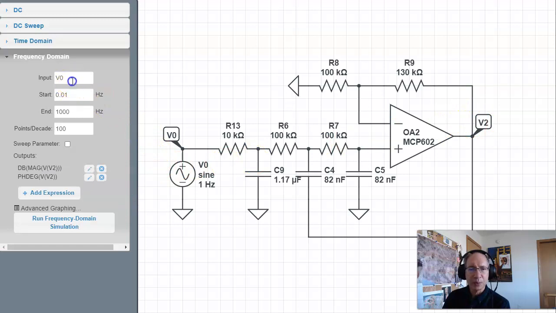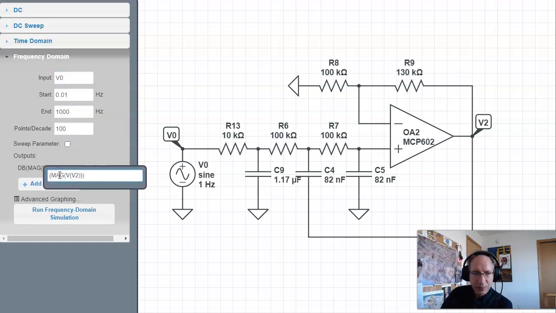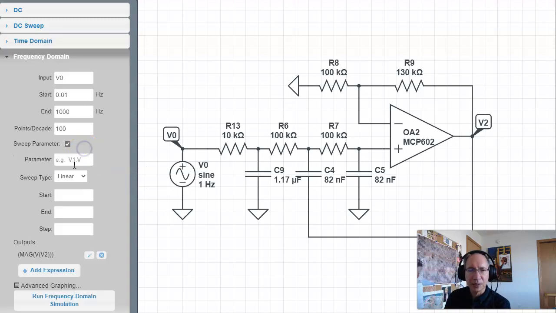I'm going to sweep V0, this guy, going from 0.01 to 1000 hertz with 100 points. I don't care about phase. I personally prefer magnitude. Other people prefer dB. Take your pick. And then run.